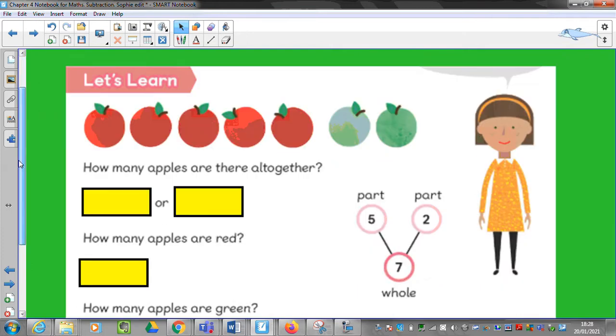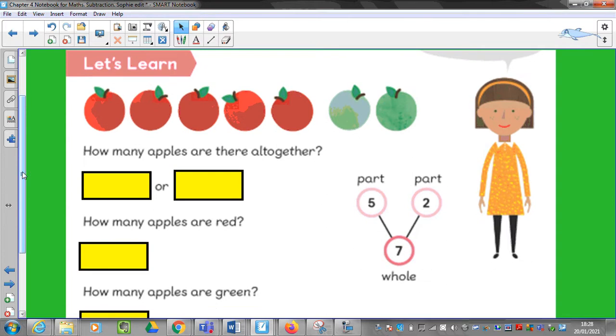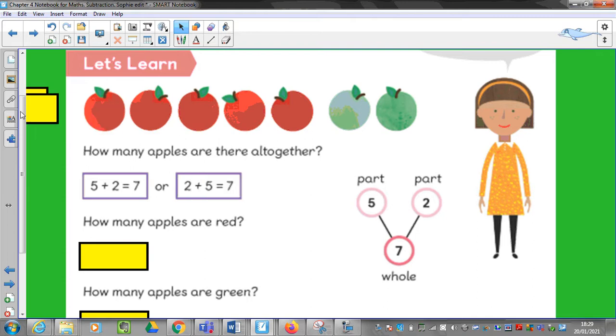Okay, so let's dissect this, or pull this apart a little bit easier. I know you've already got your number sentences, but let's just check them. So it says, how many apples are there all together? We've got 5 red apples and we've got 2 green apples. So we have 7 all together. Oh, we can have 5 add 2 equals 7. Now we know that that's right because we've got 5 add 2 and altogether there are 7. Good job. Or we could have the commutative addition sentence, which would be 2 add 5 and it still equals 7. Excellent.